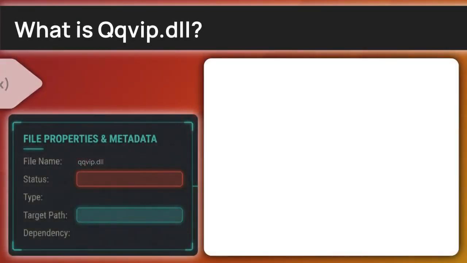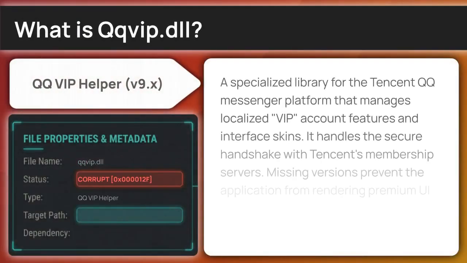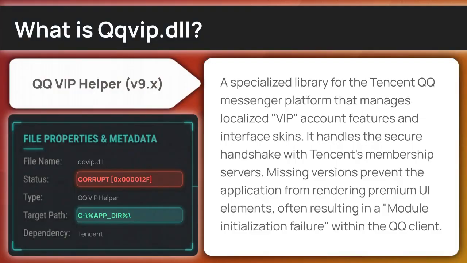This is the Qqvip library, a specialized library for the Tencent QQ Messenger platform that manages localized VIP account features and interface skins. It handles the secure handshake with Tencent's membership servers. Missing versions prevent the application from rendering premium UI elements, often resulting in a module initialization failure within the QQ client. Understanding the file's role is a great start. Now let's look at replacing it.